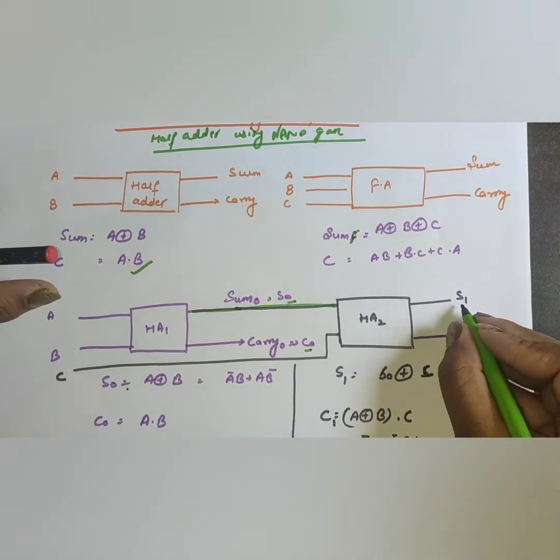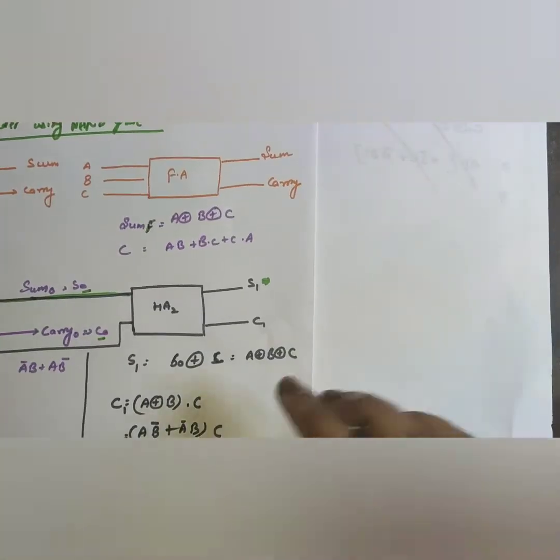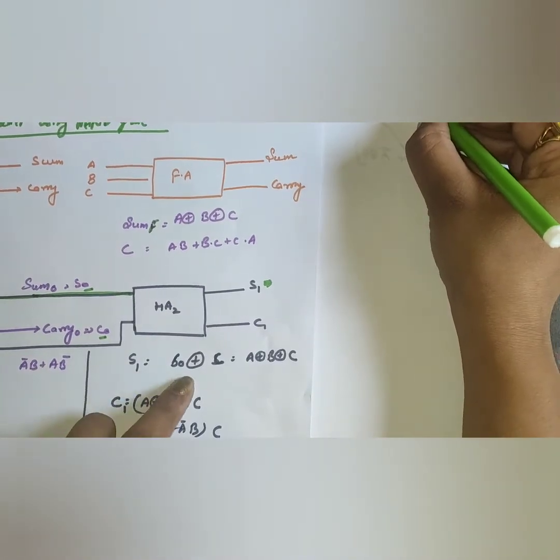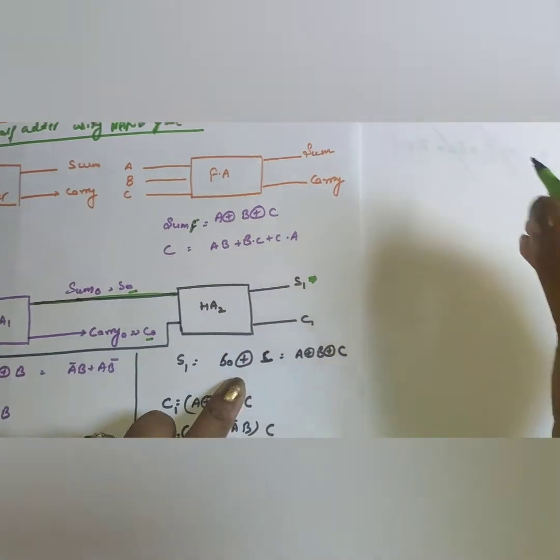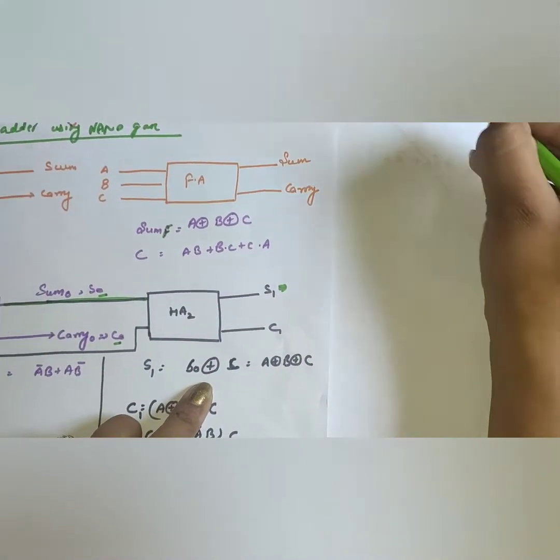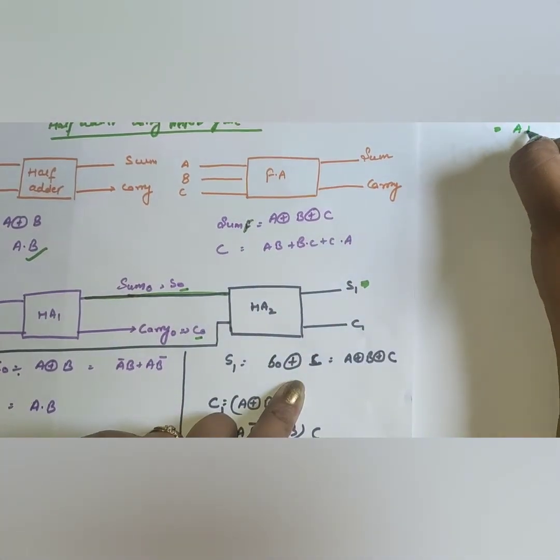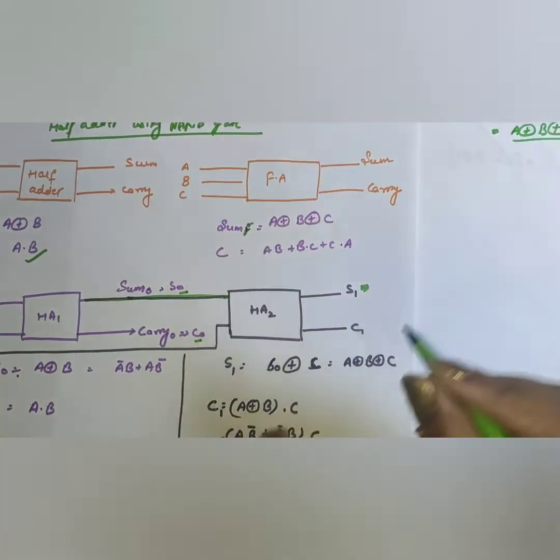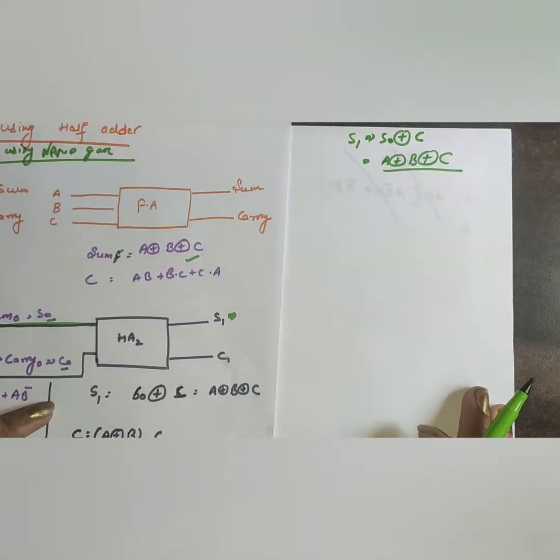So the output sum S1 will be S0 XOR C, where S0 is the output of the first half adder. So S1 is A XOR B XOR C, that is the output of the full adder. So here it is proved.